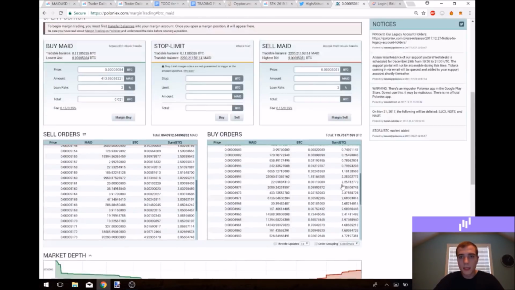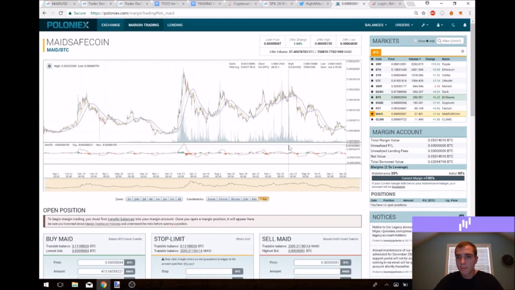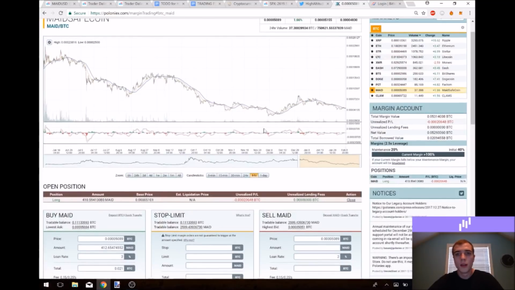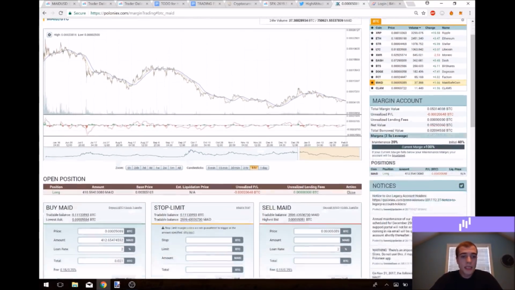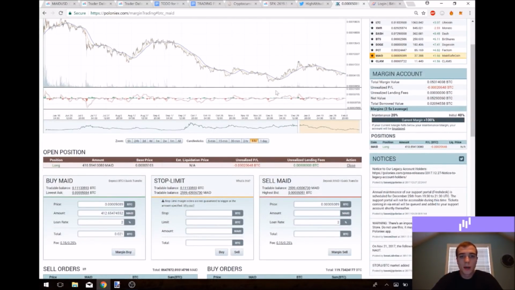So yeah, this entry will get filled here. And once this entry is filled, it will give me a margin percentage. And I'll explain that here in a moment when the position is actually in. All right, so my entry got filled, and now you can see that I have an open position below this chart.